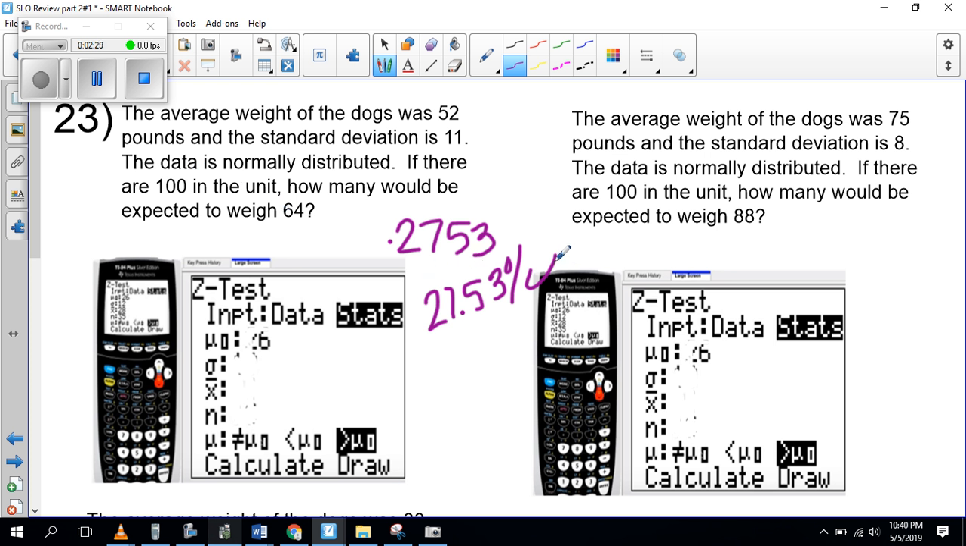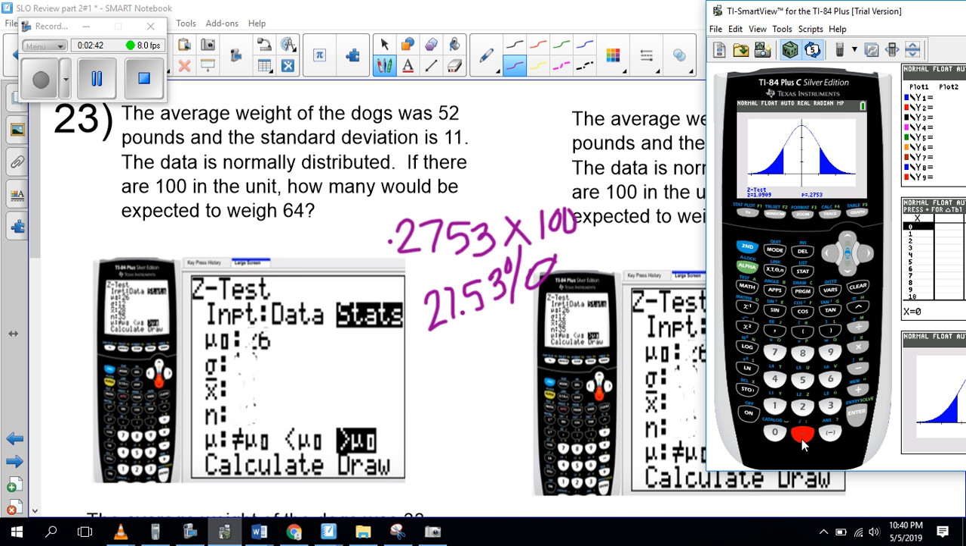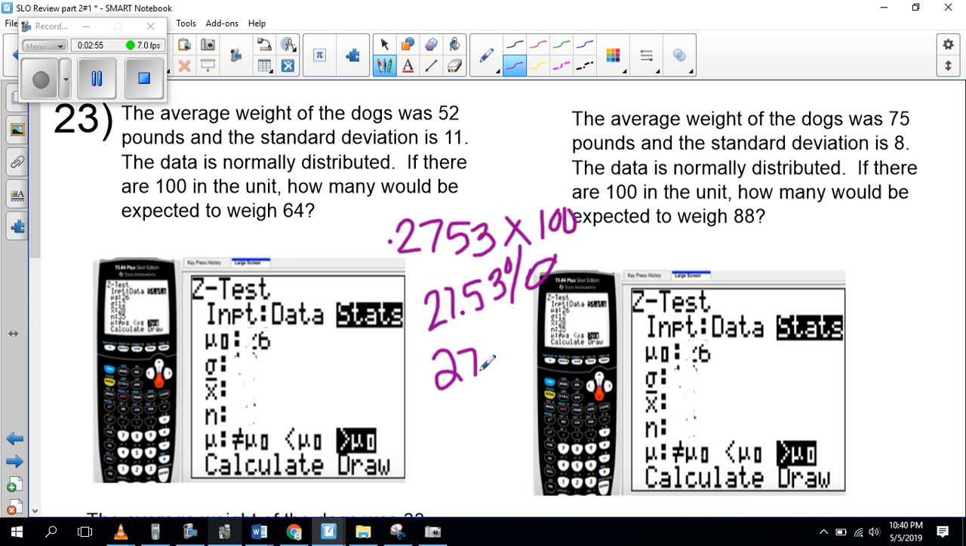So what we have to do is, remember this is our problem where we have to multiply. So we can actually keep it like this and then multiply by 100. So let's bring our calculator back up. 0.2753 times 100. That would give us 27.53. And so we know we can't have $27.53. So approximately $28. So try the rest of it.